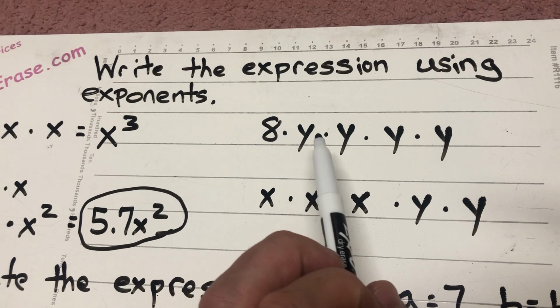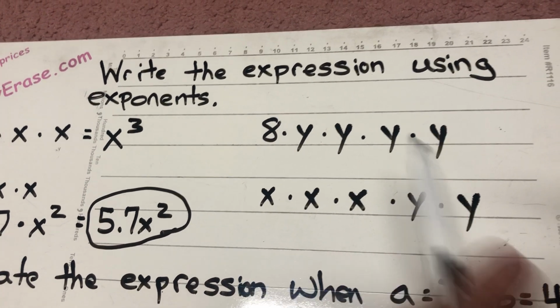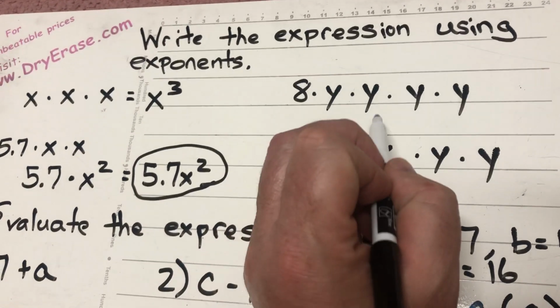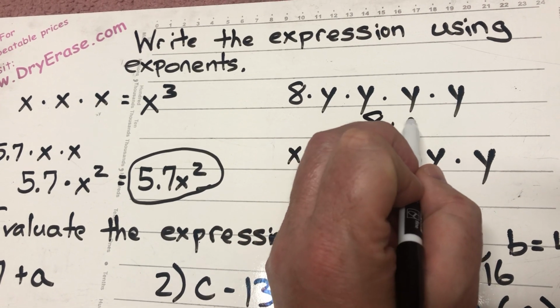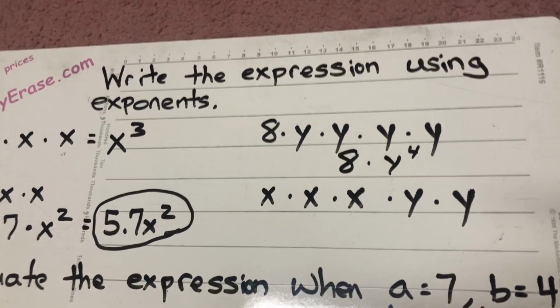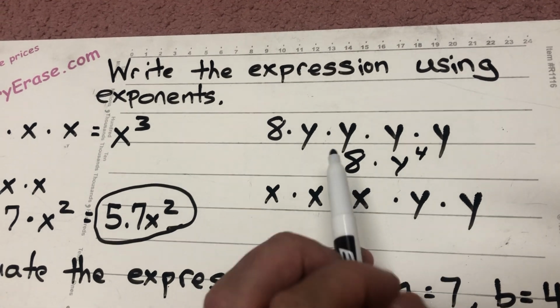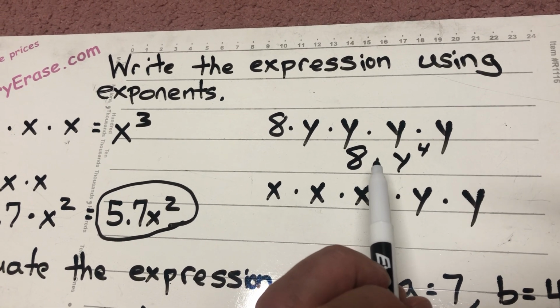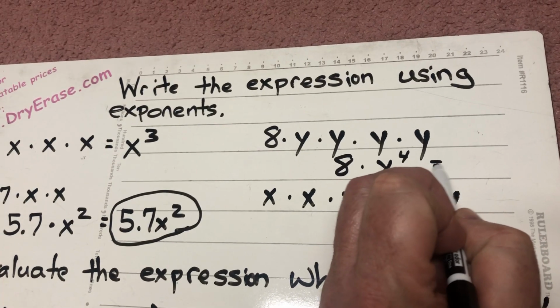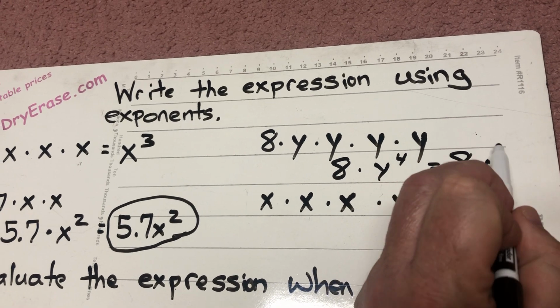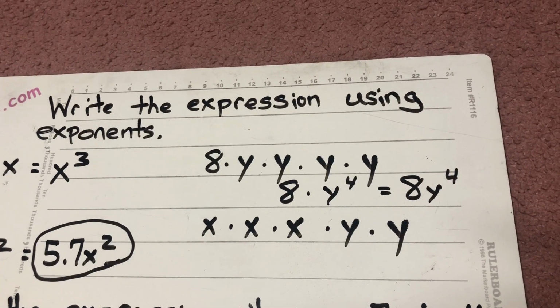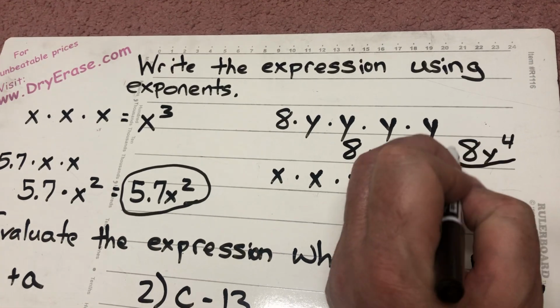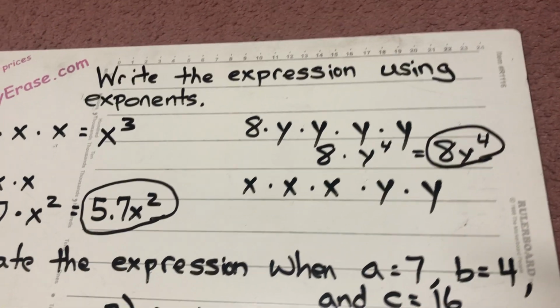Here I have 8 times y times y times y times y. Well, I can just write this as 8 times y to the power of 4. But really, remember, what I want you to do is not even utilize this dot. I really would prefer you just to write that as 8 y to the power of 4 and have that be the way you show your final answer.